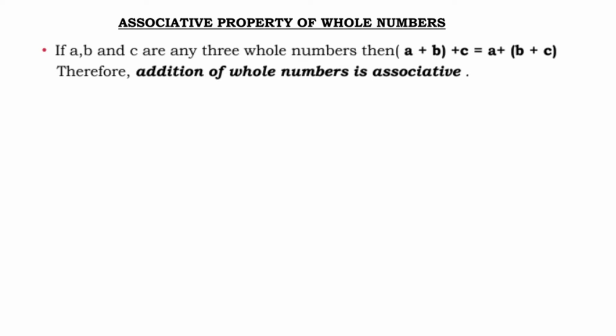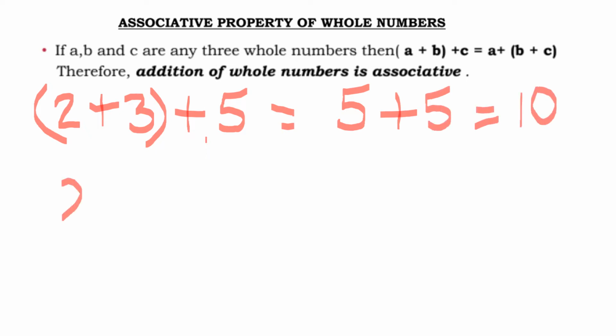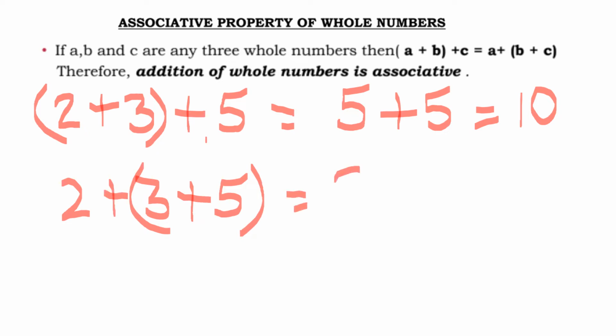Let us take three numbers, such as 2, 3 and 5. Now you can do your arrangement. Suppose your classmate says, I will add 2 plus 3 first and then I will add 5. So 2 plus 3 gives you 5, and 5 plus 5 gives you 10. Now another friend of yours says, I will first add 3 and 5, then I will add 2 to it. So 3 plus 5 gives you 8, and 2 plus 8 is equal to 10.